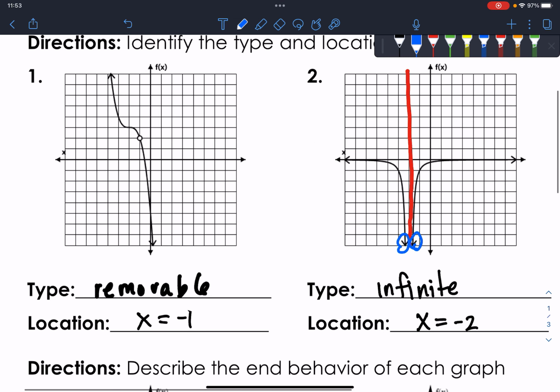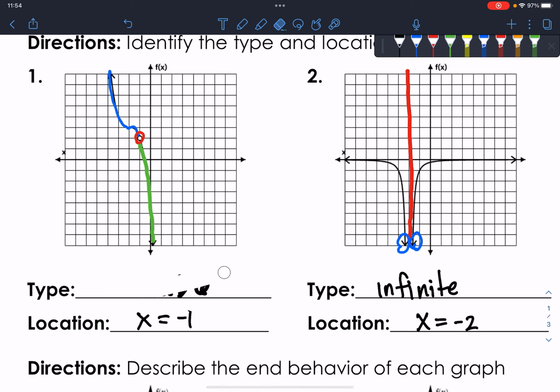And this one here is a hole. It's not connected because this portion of the graph is disconnected by this hole right there, but then still continues to this section of the graph. And that's referred to again as a removable discontinuity. So, removable.